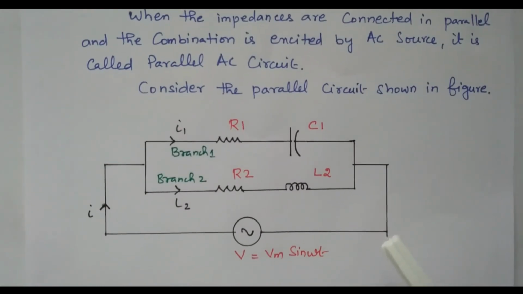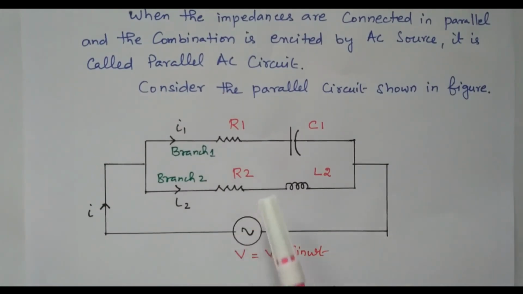You can see that in this parallel circuit, we have two branches available. In branch 1, resistance and capacitor are connected in series. In branch 2, resistor and inductor are connected in series. These two branches are connected in parallel. It is excited by the voltage V equal to Vm sin omega t.